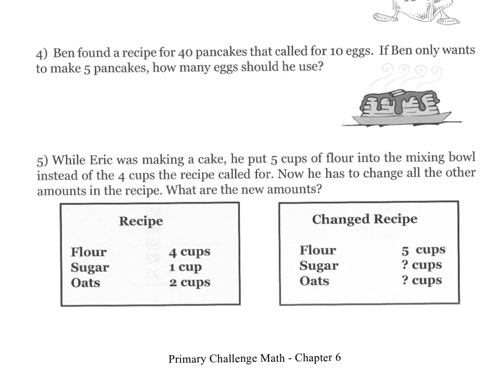Chapter 6, Problem 4 in the Einstein level. Once again, we have a ratio. And so we have 40 pancakes, 10 eggs. And the question is, well, what if you only want 5 pancakes? So quite a bit less, 5 pancakes. And let's see what we can find for our ratios.